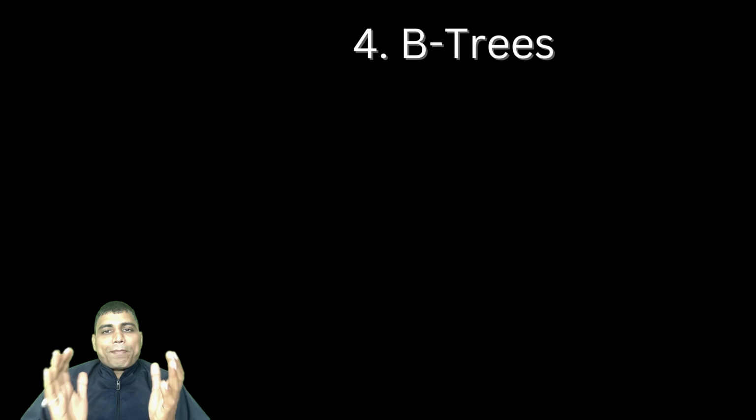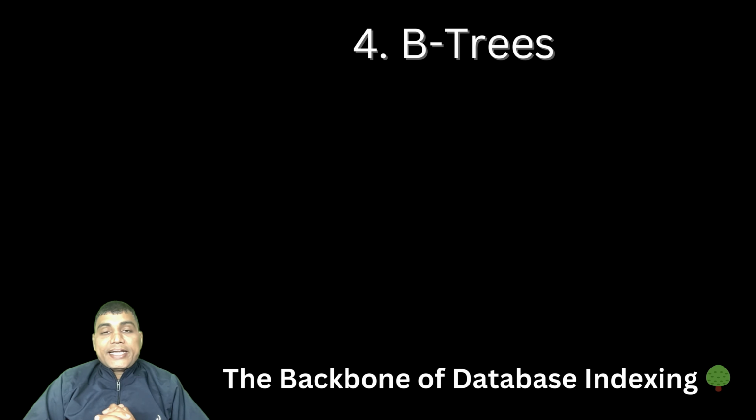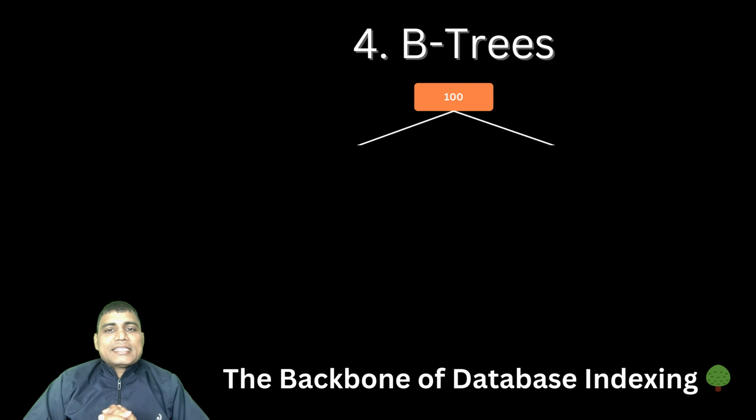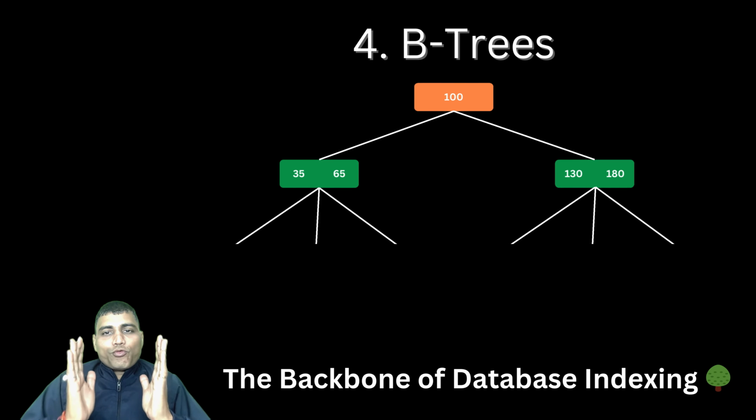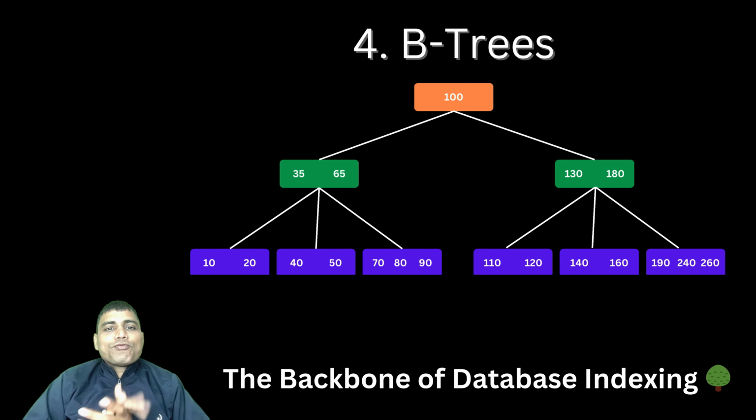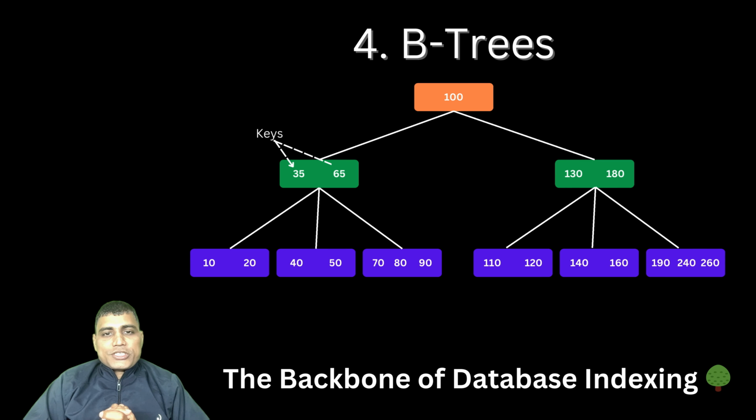Number 4, B-trees, the backbone of database indexing. A B-tree is a self-balancing multi-way search tree designed for the efficient storage and retrieval of large datasets, especially on disk-based systems. Unlike binary trees, B-trees store multiple keys in each node, reducing the number of disk accesses.